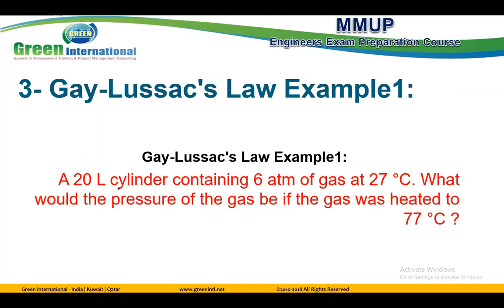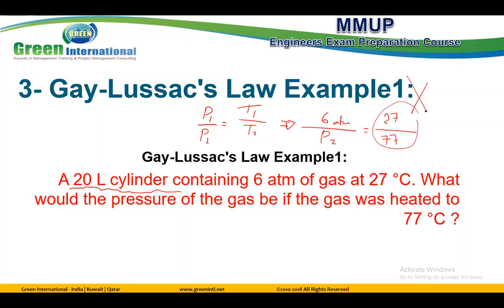Actually, a 20-liter cylinder containing gas, it means normally we talk about constant volume. Constant volume means Gay-Lussac, the relation between P and T: P1 by P2 equals T1 by T2. So substitute. P1 is 6 atmospheres, over P2, equals 27 over T2. If you solve it like this, it is wrong.